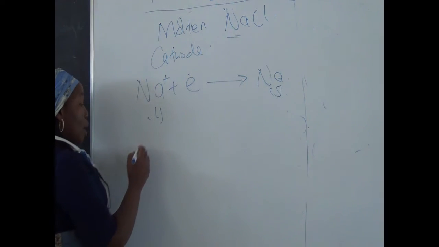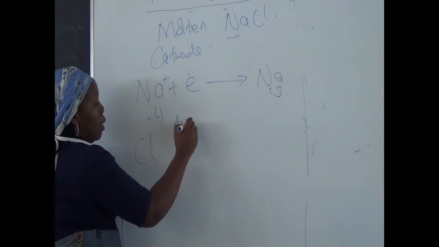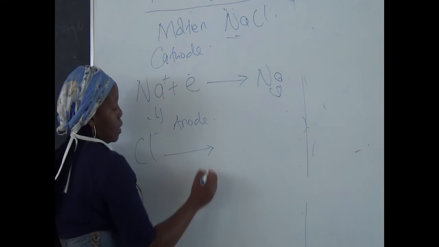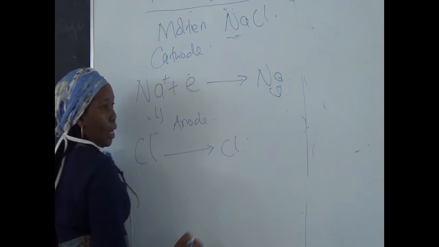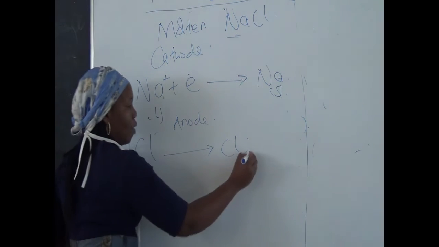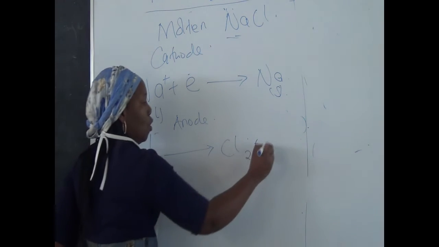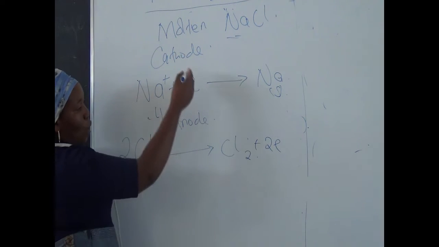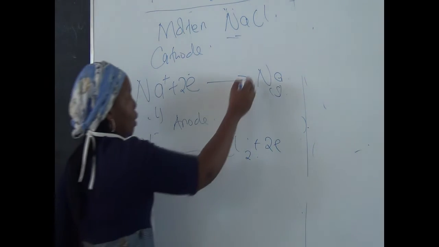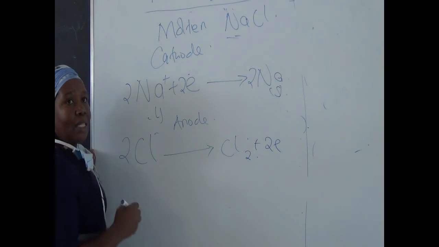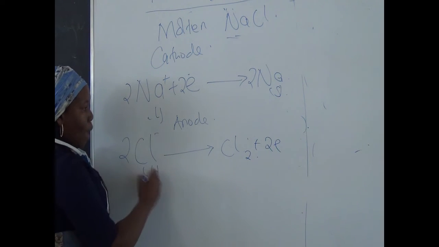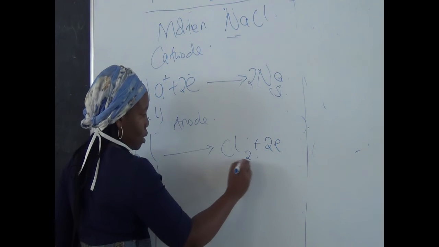Then we go to the anode, where we have a chloride ion giving us a chlorine atom. And remember, we said we need 2 for us to have a molecule. And that one now again brings us back here, where we require to balance our equation. Remember, every time you write an equation, you must ensure that your equation is balanced.